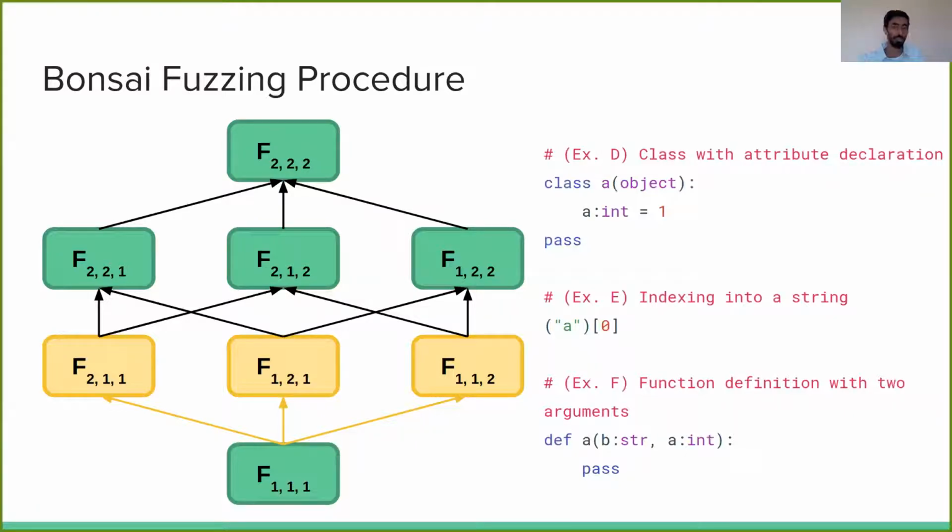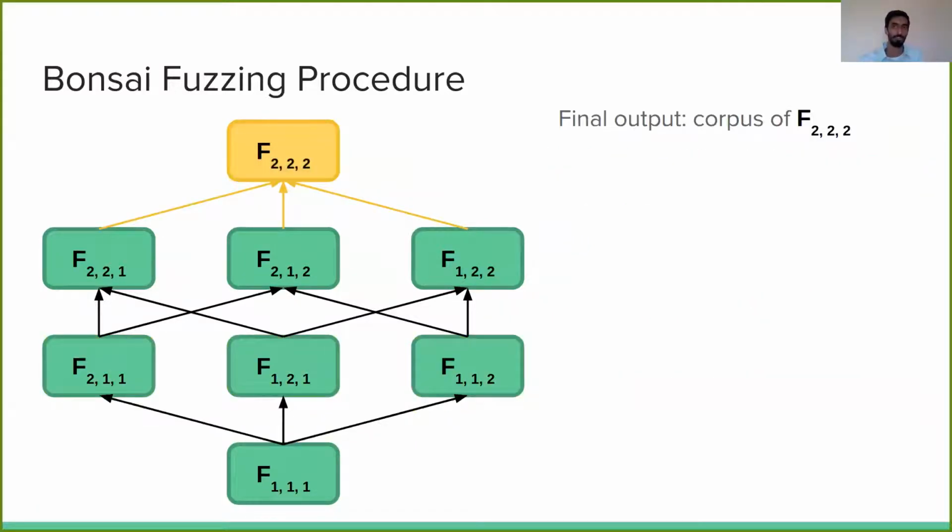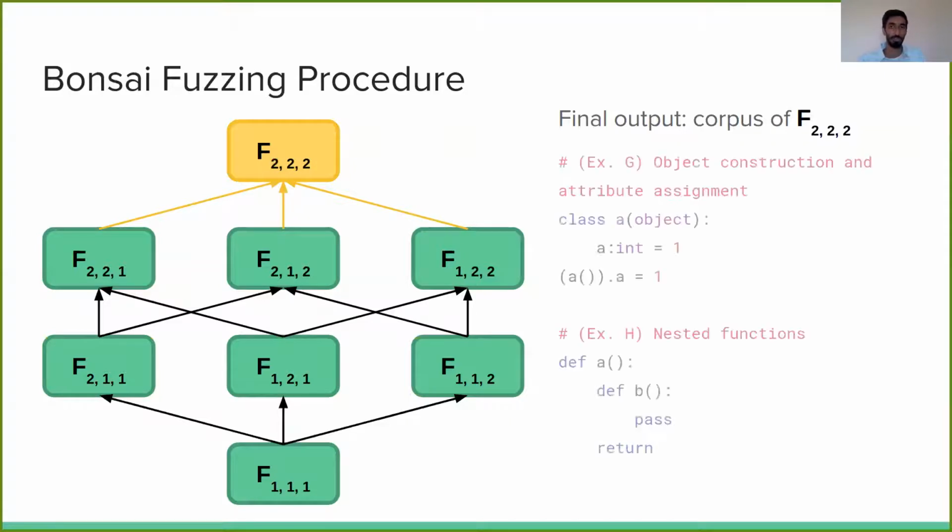And then finally, once we get to the top, which is f222 in this example, our final output corpus of Bonsai fuzzing is the output of f222. And we can see from these programs that we achieve much more complex language features, such as object instantiation with attribute assignment or nested functions. But we're still able to maintain this conciseness because we are still mutating the seed pools from before, which were originally concise. So we're able to achieve this notion of conciseness by growing the test corpus, and we can sort of see the evolution of the programs as we're going through each of these intermediate nodes.